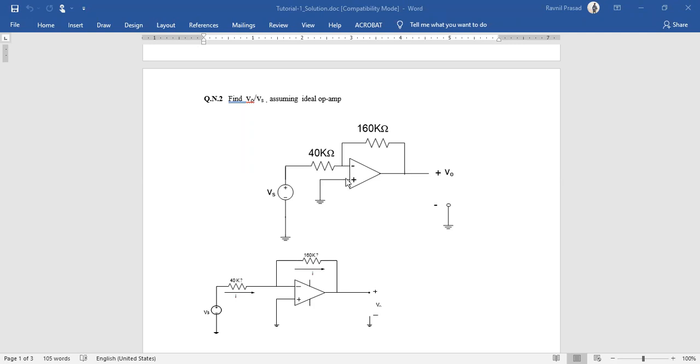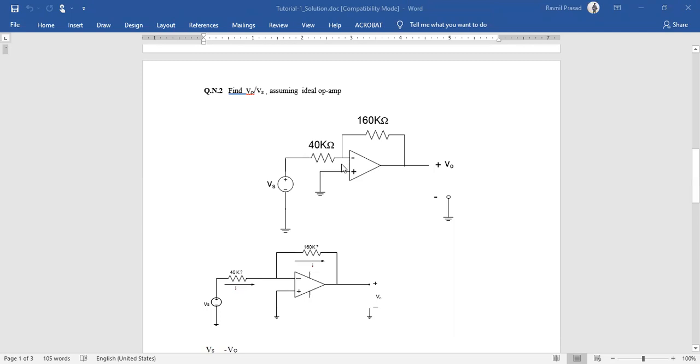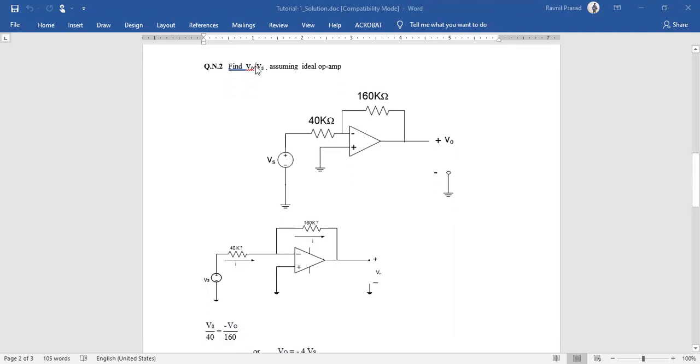Okay. So if this is grounded, what happens to this particular part? It is virtually grounded. If the voltage at this node is 0, we create a virtual ground, right? So that is where we get the virtual ground from. That is why we say in an inverting amplifier we have a virtual ground. All right. Now we need to find V0 upon Vs.